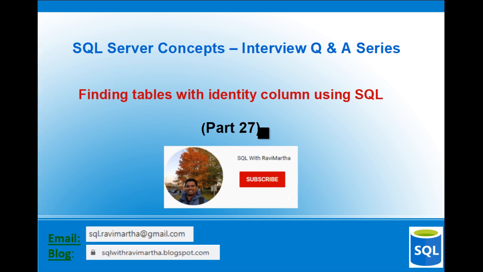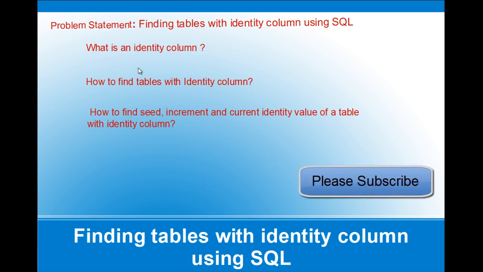Right, let's get started. The first question we are going to see is what is an identity column in SQL? Second, how to find tables with identity column. And the third one is how to find seed, increment, and current identity value of a table with identity column. Right? Let's answer these three questions and we'll also write the SQL query. So let's go back to SQL Server Management Studio and start writing the queries for these three questions.